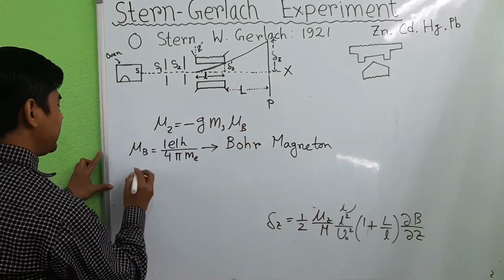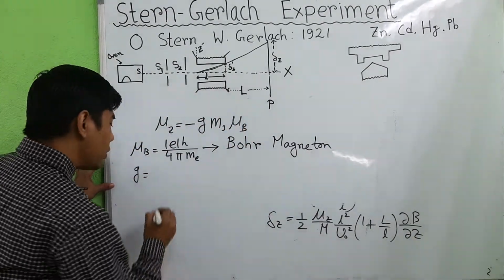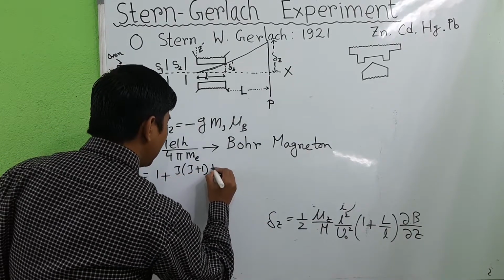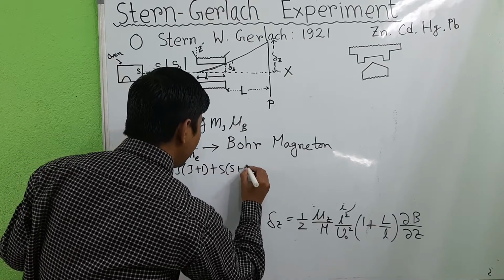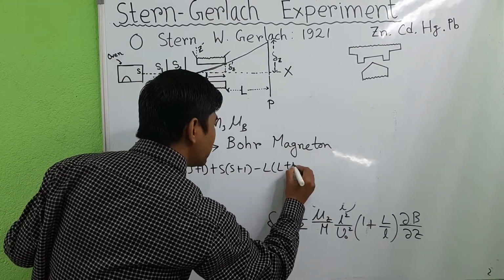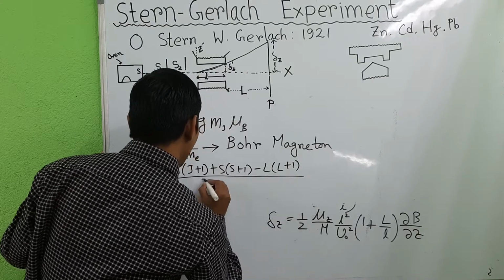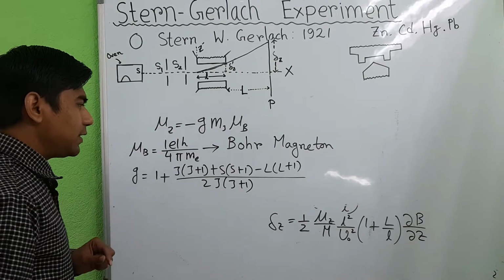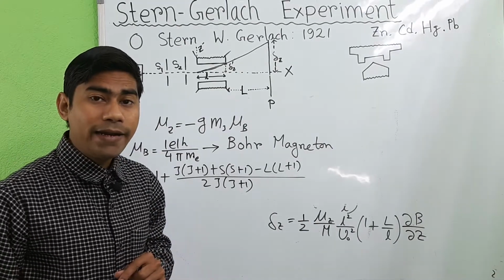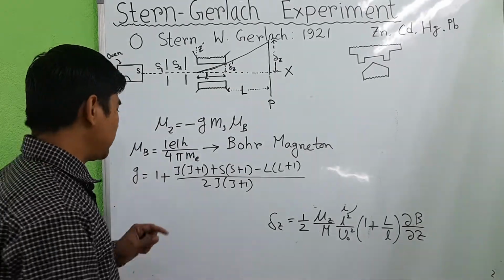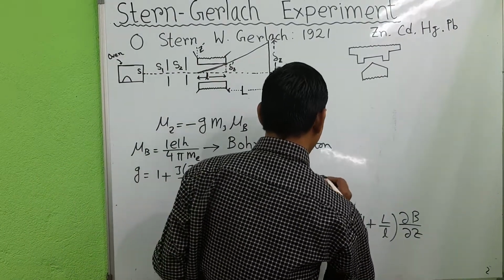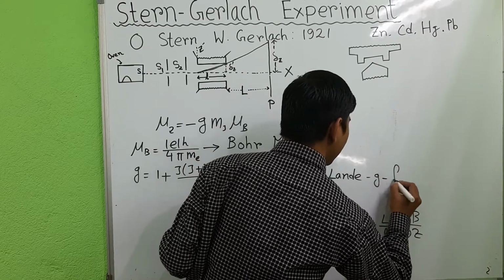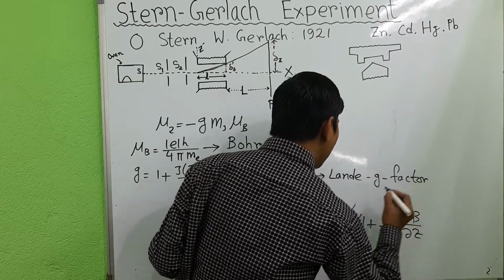And g is 1 plus J into J plus 1 plus S into S plus 1 minus L into L plus 1, divided by 2 J into J plus 1. g is called the Landé g factor or splitting factor.